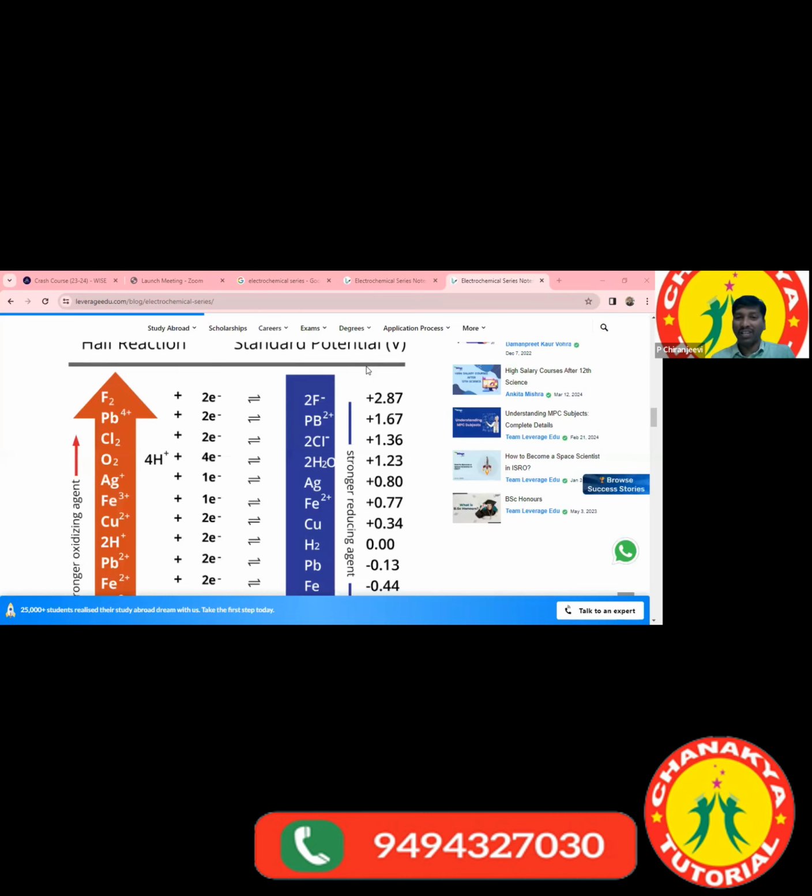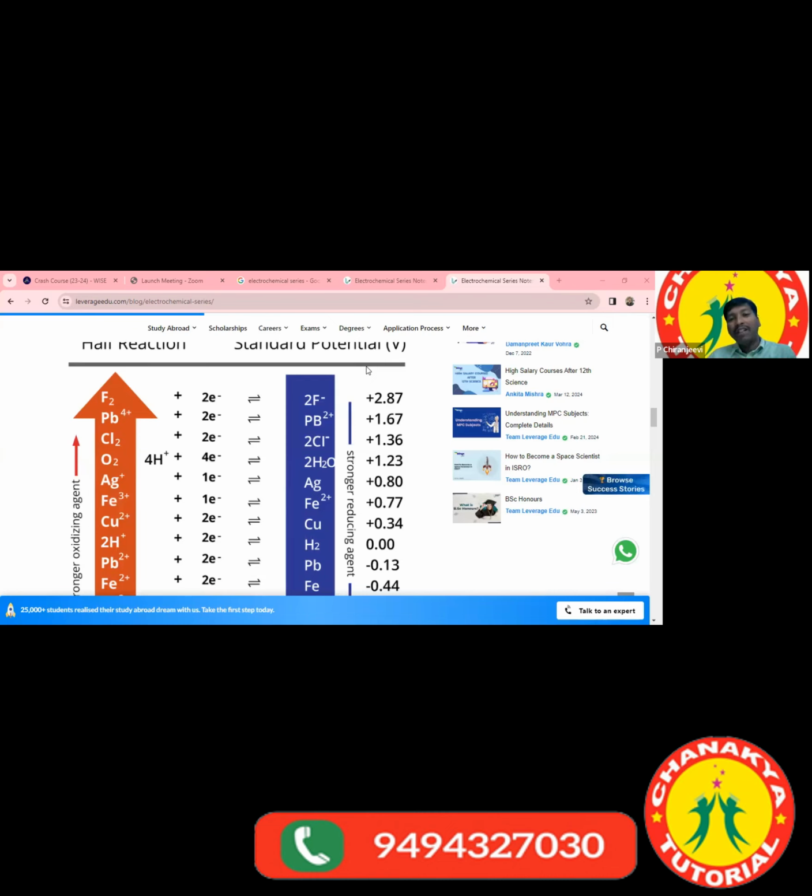So why are you getting some sense and not at all? It is based on electrical energy. Every element has some potential, and that we can call the reduction potential. Whenever they lose electrons, they release some energy, and that we can call the electrode potential.